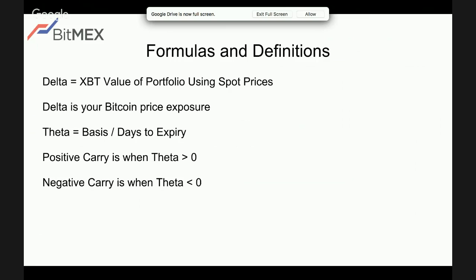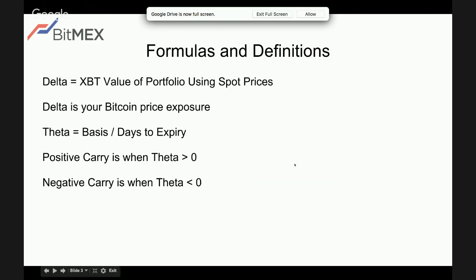Theta, or time value, is basically our basis. Remember, that's the difference between the futures price and the spot price divided by the number of days to expiry. And we can either quote basis in a US dollar or Bitcoin terms. I will quote it in a Bitcoin term based on the payout of the futures contract. Positive carry, which means every day you are making money, is when your theta is greater than zero. And negative carry is when your theta is less than zero.